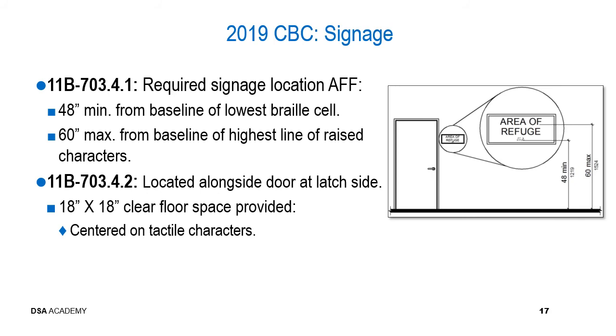Regarding signage requirements, there's been no changes here compared to the previous code cycle. For 11B-703.4.1, the required signage location above the finished floor, the 48 inches minimum from the baseline of the lowest braille cell, as well as the 60 inches maximum from the baseline of the highest line of raised characters, is the same as it was in the previous code cycle. Similarly, for 11B-703.4.2, when it comes to the location of the signage, that needs to be located alongside the door at the latch side, as it has in the past. There still must be that 18 inches by 18 inches clear floor space being provided, and that's to be centered on the tactile characters.